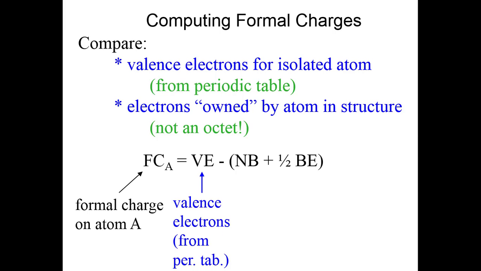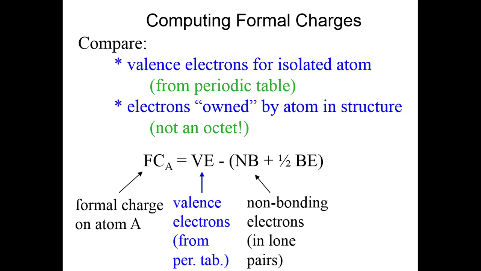Ve is the number of valence electrons in an isolated atom. This comes from the group number on the periodic table. Nb is the number of non-bonding electrons. These are shown in Lewis structures as lone pairs. Be is the number of bonding electrons. These are shown in Lewis structures as shared pairs.